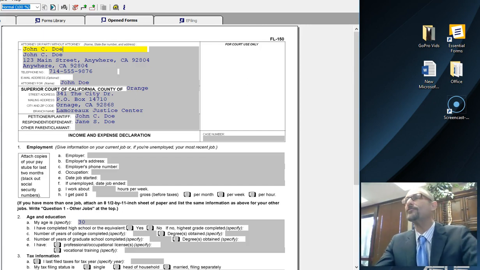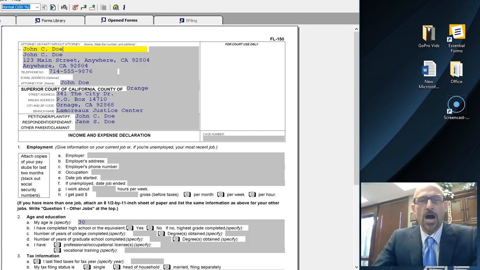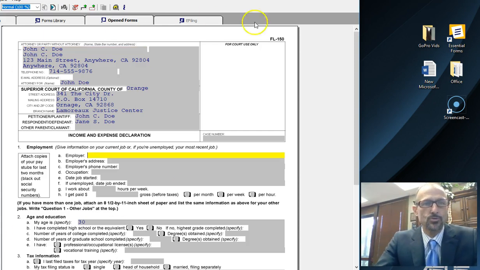Just like every form that we use, you're going to need to put your name and address at the top. So you're going to put your name at the top. Then you're going to put your address.